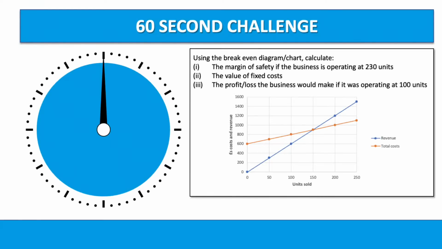Thank you, Susan. Yeah, we're going to look at a couple of really key topics here, a couple of 60-second challenges for you. We're going to start off looking at break-even, a really fundamental topic. Using the break-even chart on the screen, calculate the margin of safety if the business is operating at 230 units. Calculate the value of fixed costs, and calculate the profit or loss the business would make if it was operating at 100 units. So 3 things to do. Put your answers in the chat window, please.